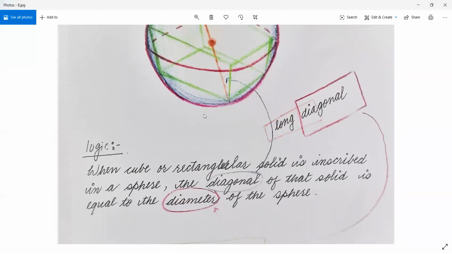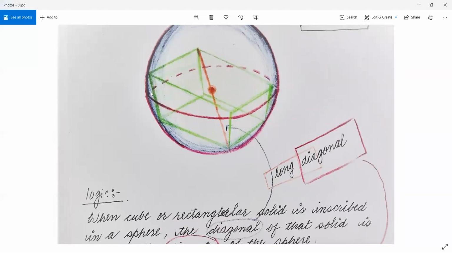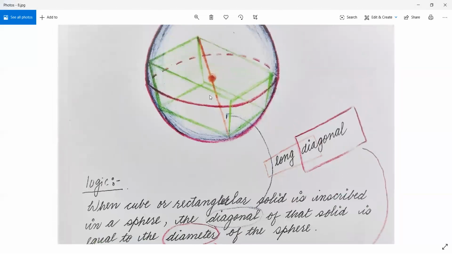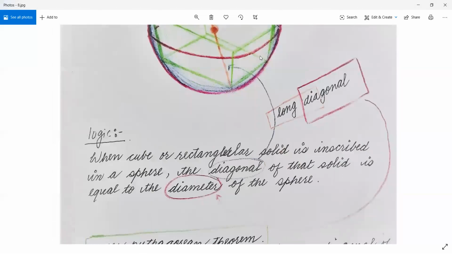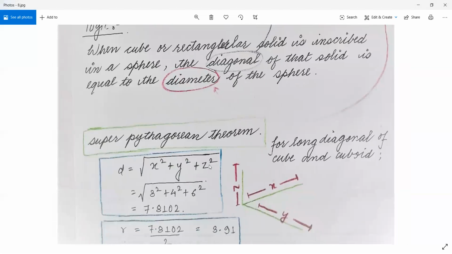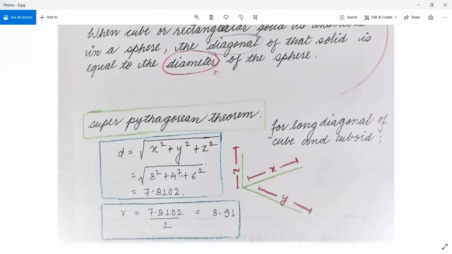then using length, breadth, and height, you can calculate the body diagonal of the cuboid, that is x square plus y square plus z square, or length square plus breadth square plus height square. So that is given by 3 square plus 4 square plus 6 square. When you calculate it, you'll get the value of 7.8102.